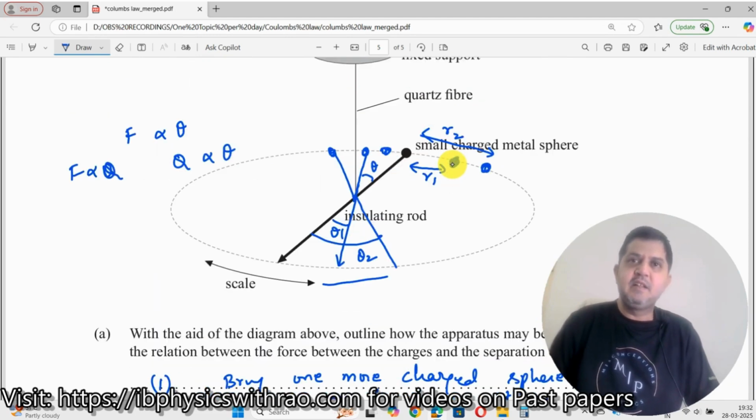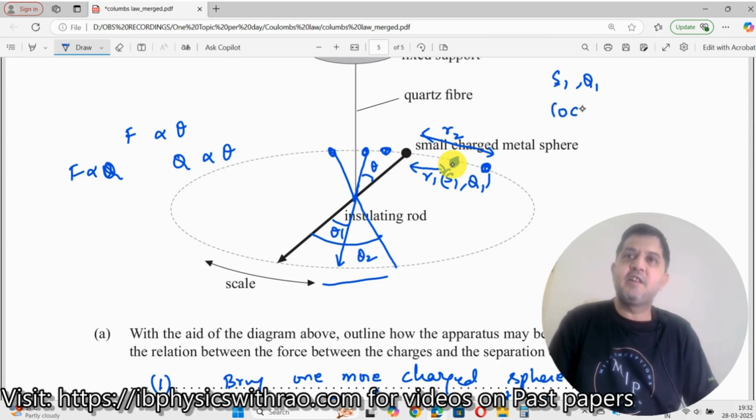Okay, let us say I take one sphere S1, which has a charge Q1, and then I put it over here at a given distance. Let us say the distance is 10 centimeter. Okay, S1 with a charge Q1 and a distance of 10 centimeter. I find out what the deflection is. Okay, deflection is theta 1.